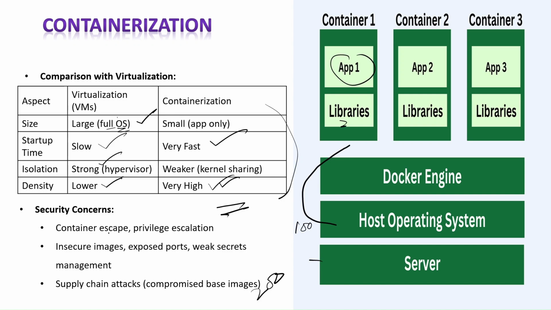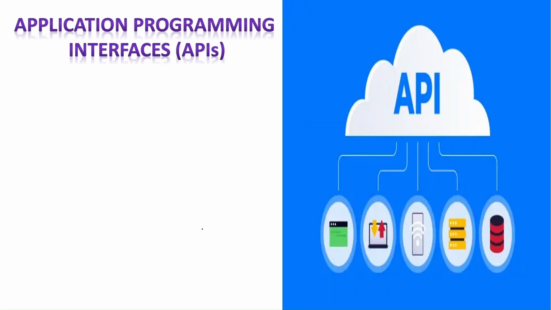So the security concerns are again container escape. These are for containers. Same as with VMs, we may have container escape from this environment and privilege escalation. Insecure container images, exposed vaults and weak secrets management, and supply chain attacks. That is, if the container base image is compromised, all the resultant containers will also be compromised.